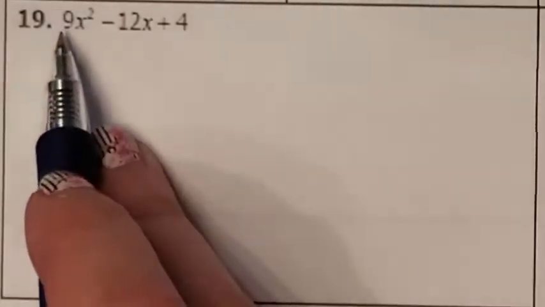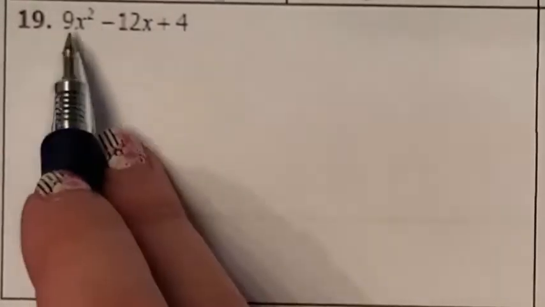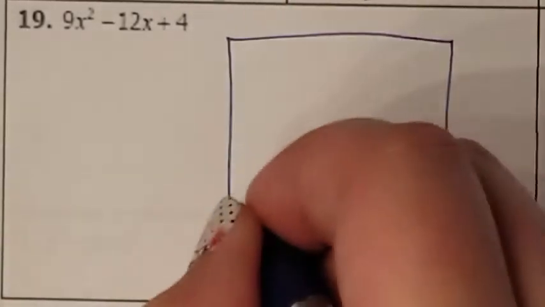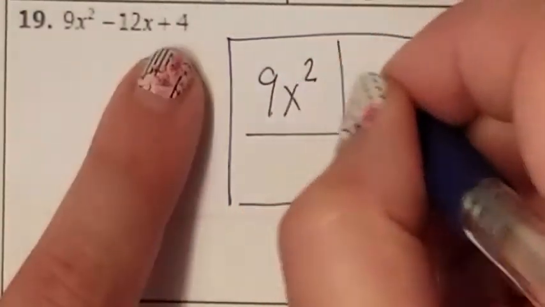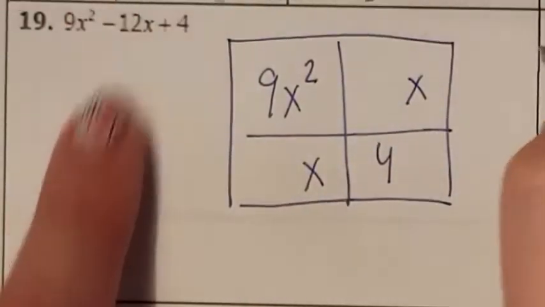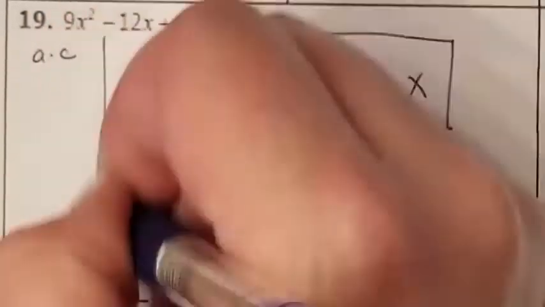Number 19: 9, -12, and 4 have no number GCF in common, and there are no variable GCFs in common. So this is the simplest form. A is not 1, which means we have to use the area model. 9x squared goes here, 4 goes here. We have to split the x, but we don't know how. The only way to figure it out is to do your A times C adds up to B list.